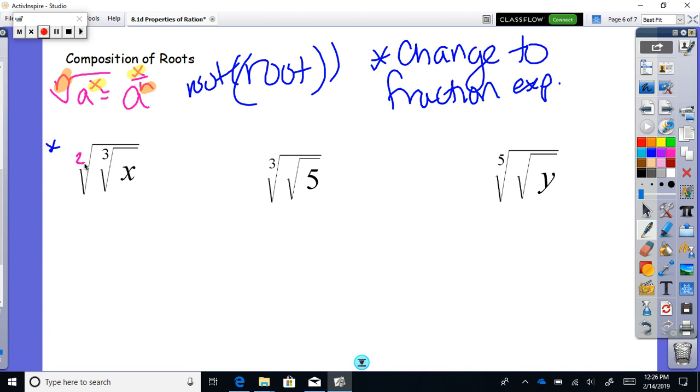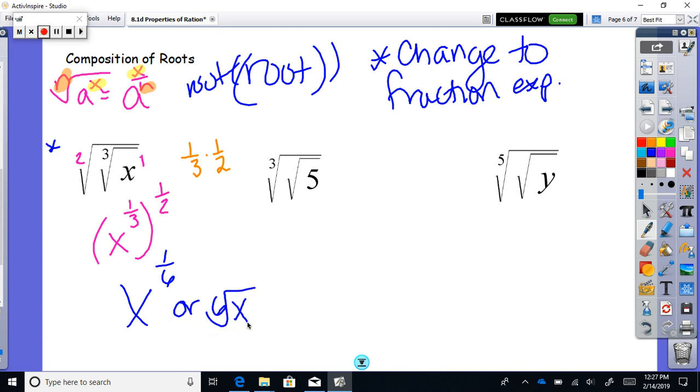So I start from the inside out. On the inside, I have x to the 1/3. That's x to the first power and the cubed root, so x to the 1/3. Then I have the square root of that, so that raises it to the 1/2 power. Power to a power, you multiply exponents. So 1/3 times 1/2, it's top times top over bottom times bottom. So we got x to the 1/6 is our final answer, or that's the 6th root of x. Either one would be acceptable here.